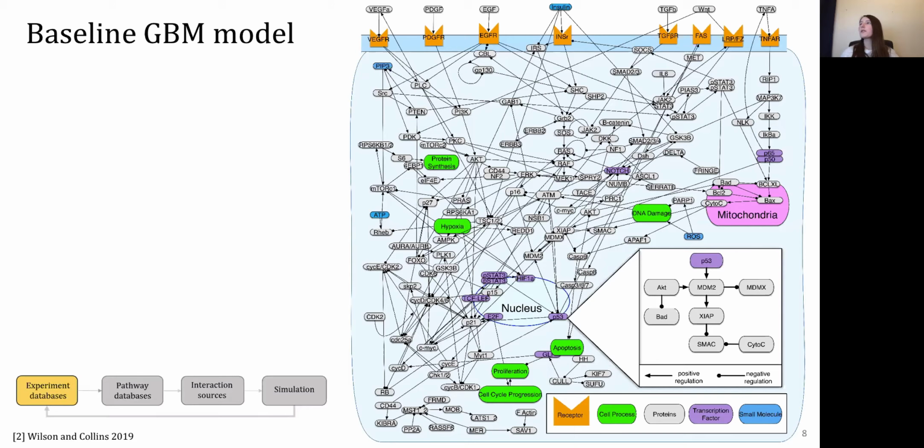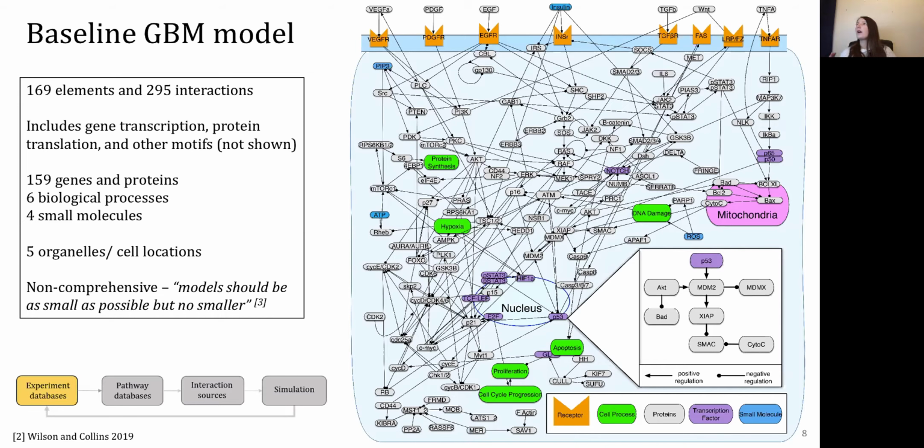So here I show the results of the actual model assembly. Within our model, we contain 169 elements and 295 interactions between them. This figure has been edited for clarity. However, we show some of the more crucial pathways and observables within our model. This model contains 159 genes and proteins, 6 biological processes, and 4 small molecules. You'll also notice that we do keep track of the cellular location, or the organelle in which an element is located.